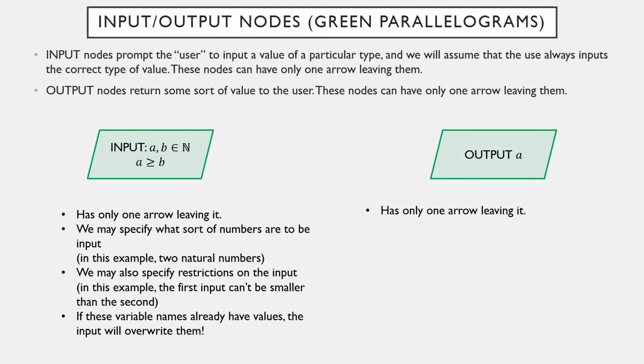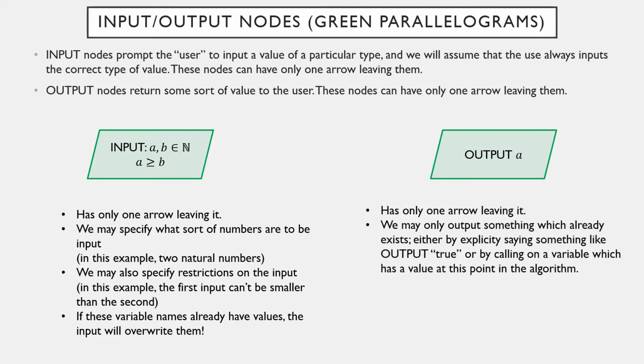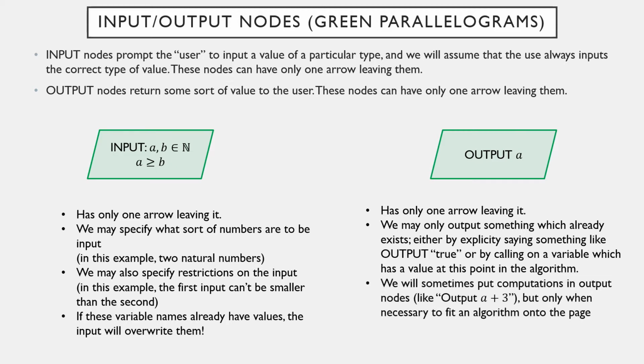Here's an output node. It's going to have one arrow leaving it. You're only allowed to output something that exists. You can output something specific like output true or output 7. If you output a variable, it had better be a variable that already has a value. You can do something like output a computation. So if a has the value 2, you can output a plus 3.